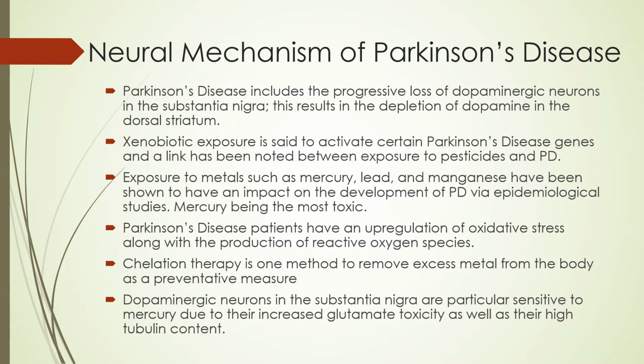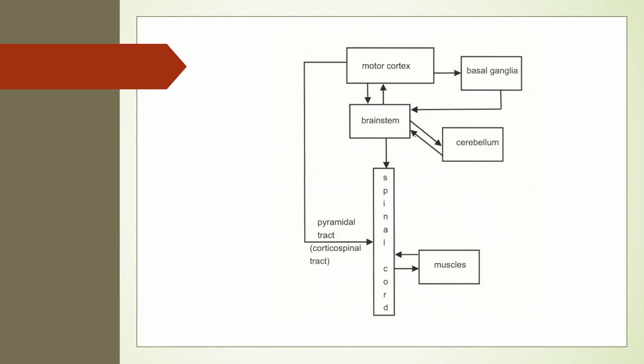Even though Parkinson's disease does not have a cure, there are methods to reduce the symptoms that manifest. One of these methods is chelation therapy, which is a method to remove the excess metal from the body as a preventative measure to reduce the risk of developing Parkinson's. Dopaminergic neurons in the substantia nigra are particularly sensitive to mercury due to the increased glutamate toxicity, which is why increased mercury leads to a higher risk of developing Parkinson's.